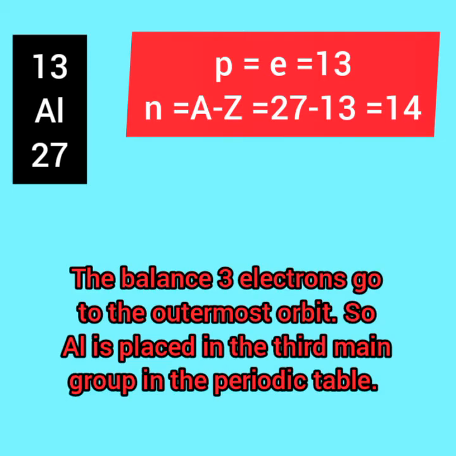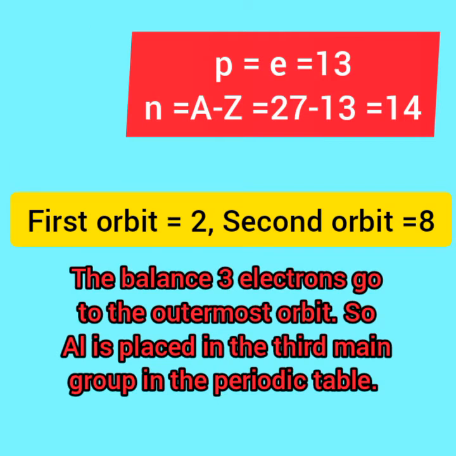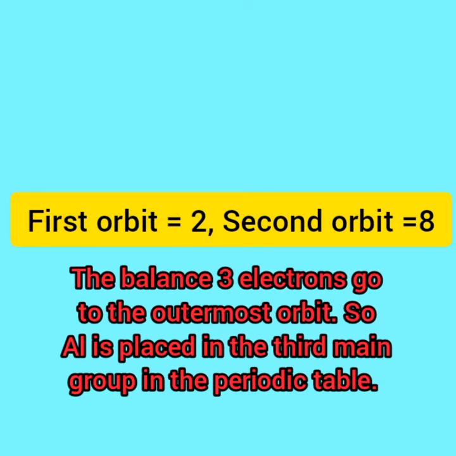Number of neutrons, we have to subtract 13 from 27. 27 minus 13 is 14. What do you understand from this? The aluminium nucleus contains 13 protons and 14 neutrons. The electronic arrangement, again, will be the first 2, second 8, the balance left is 3. Therefore 2, 8, 3. That is why aluminium is in the third main group or 13th group.